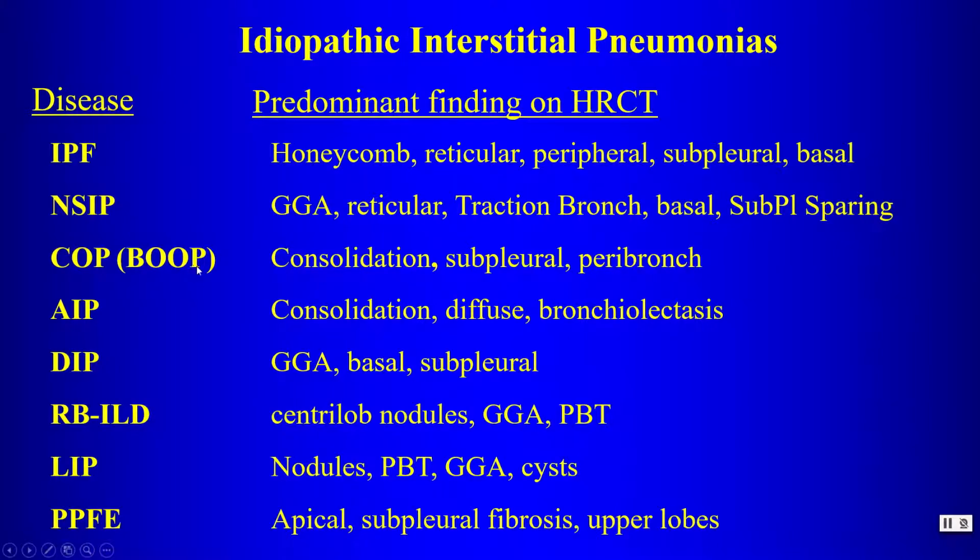Cryptogenic organizing pneumonia, consolidations in a peripheral or subpleural and peribronchiolar distribution. AIP is essentially idiopathic ARDS, so you will have consolidations that can be diffuse with gravitational dependence, and bronchiolectasis or traction bronchiectasis in the fibrotic phase. DIP, smokers, ground glass opacity, basal and subpleural distribution. RBILD, also smokers, same spectrum of disease with centrilobular nodules. LIP, we can have nodules, peribronchial thickening, ground glass opacities, but the cysts tend to be the most specific feature. And for PPFE, it's the distribution of the fibrosis that is most typical, apical subpleural fibrosis within the upper lobes.